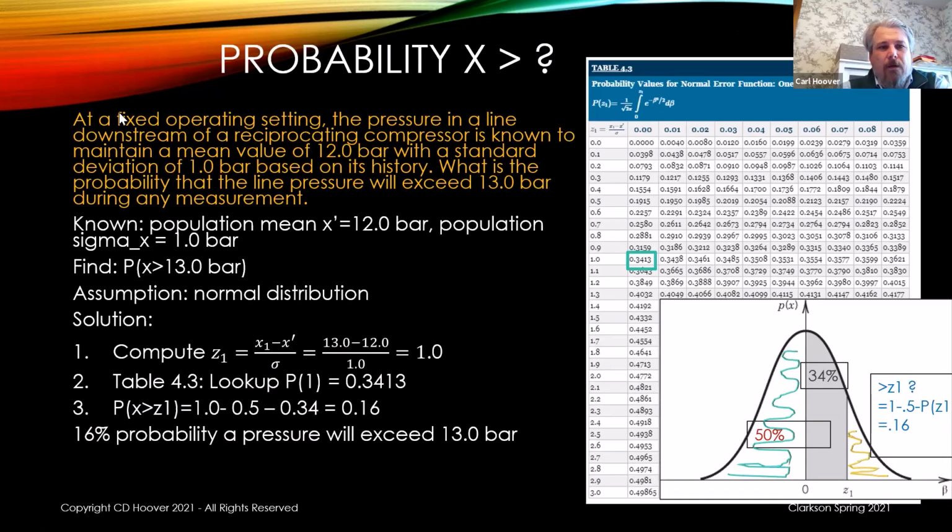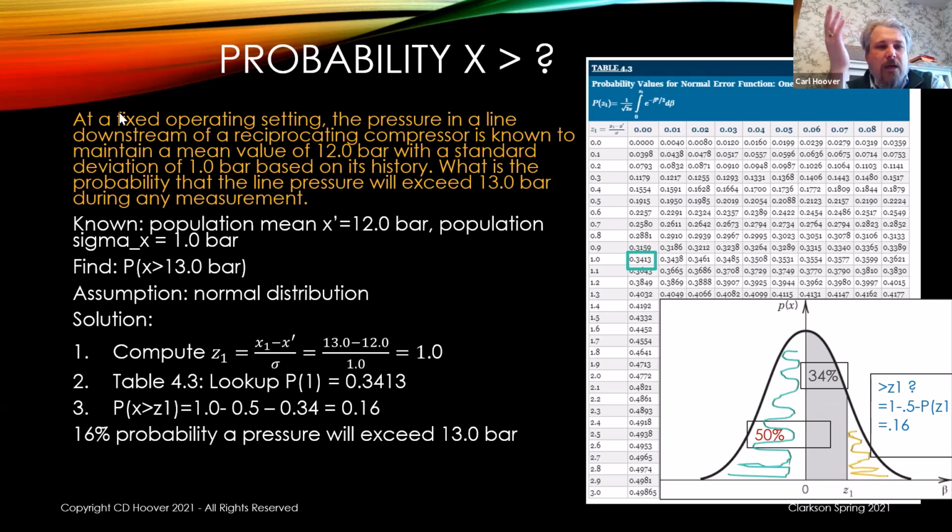Another example: at a fixed operating setting, the pressure in a line downstream of a reciprocating compressor is known and maintained at a mean value of 12 bars with a standard deviation of 1 bar based on its history. What is the probability that the line pressure will exceed 13 bars during any measurement? Known mean and standard deviation, what's the likelihood, or the probability, of exceeding 13 bars during any measurement. Okay, so again, we're going to assume normal distribution, and we're going to use our Z value.